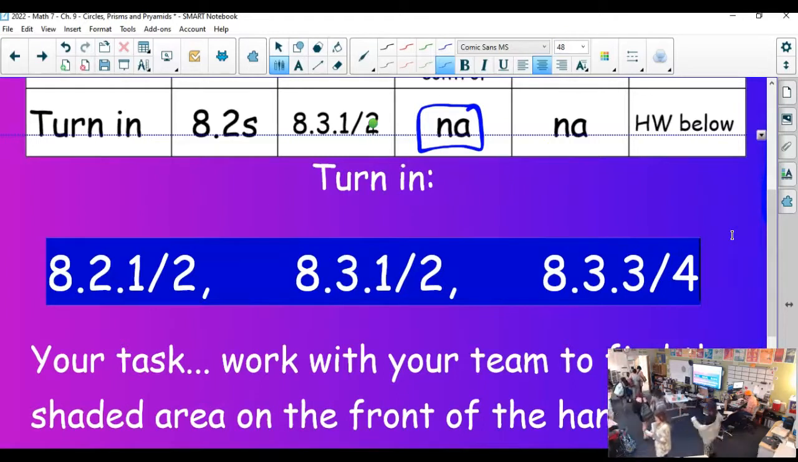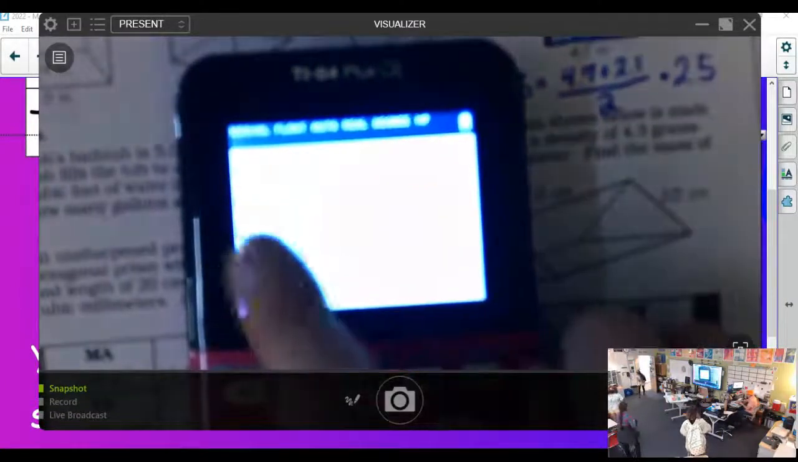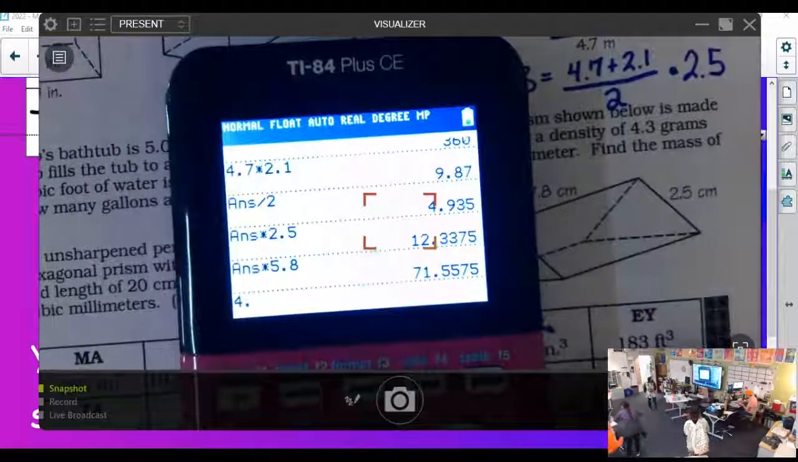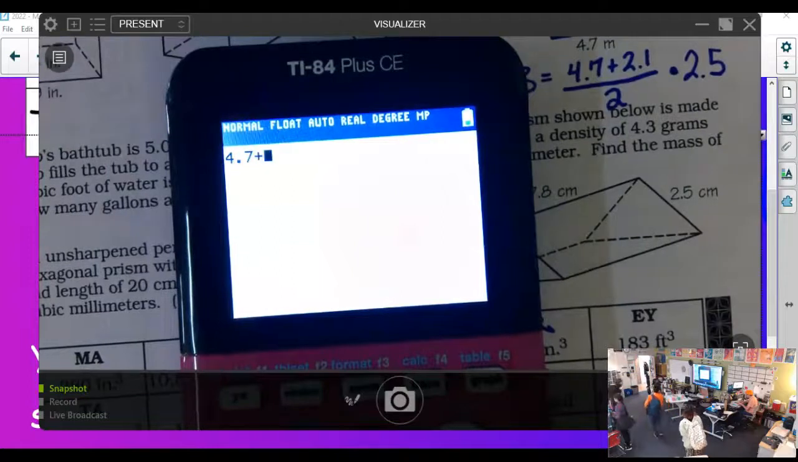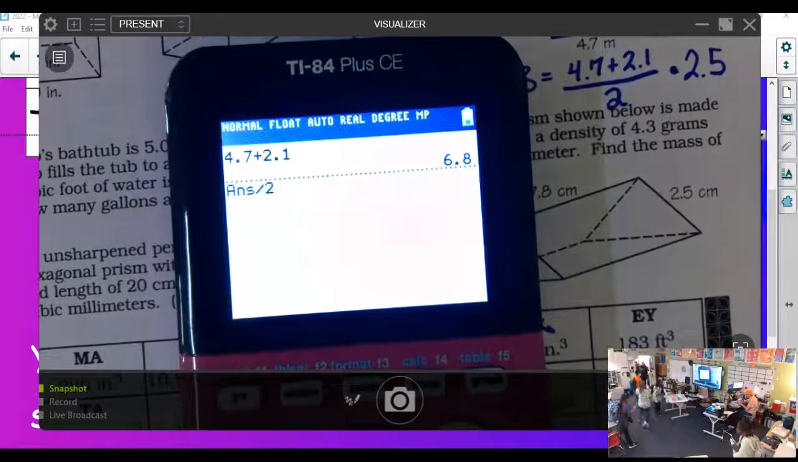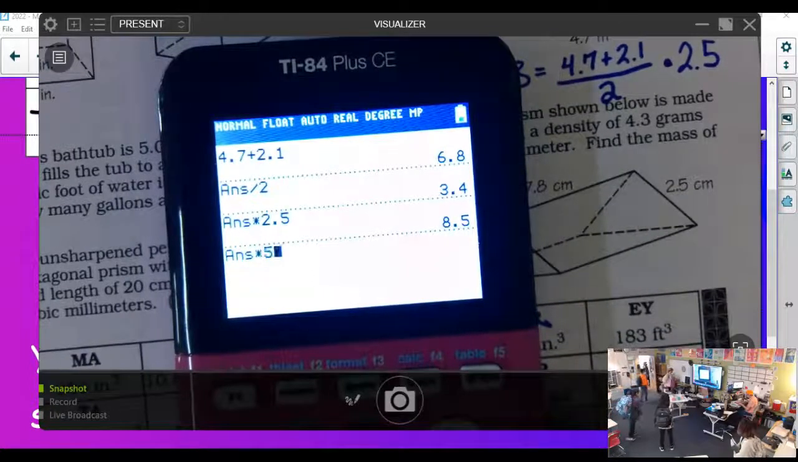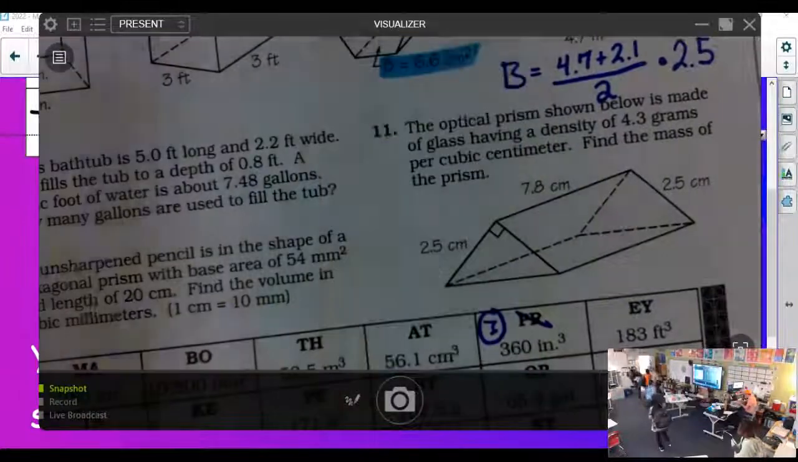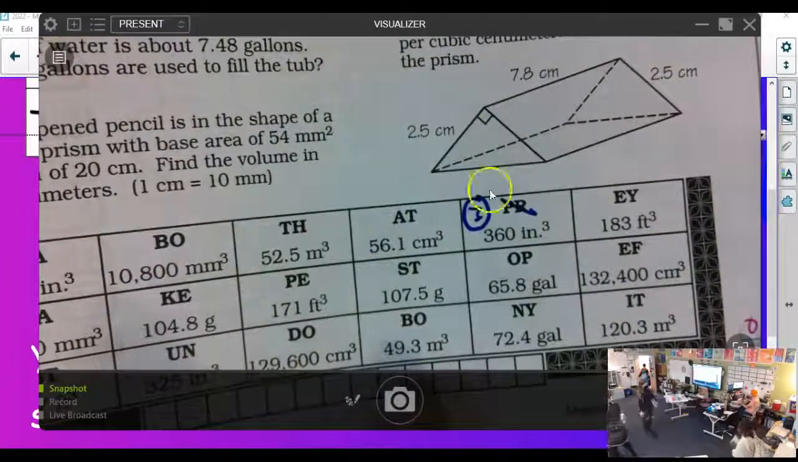Oh, yeah, because this is meters cubed. So maybe I goofed something up. Oh, I found it! I multiplied instead of added. I totally messed this up. I made a goof. This is wrong. So I should be doing, I'm still recording, so that's the good thing, 4.7 plus 2.1, that divided by 2, then times 2.5, then times 5.8, 49.3. We get to cross out BO.